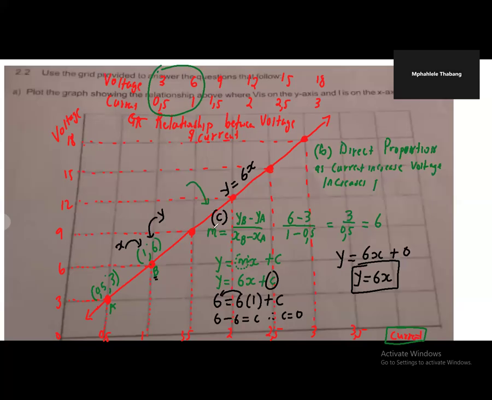Now we are going to D. Write V in terms of I by using the equation above. Okay? Here you just say V is equal to 6I. Remember, on the y-axis it is V. So we substitute y with V, we substitute x with I, because current is on the x-axis and voltage is on the y-axis. So V equals 6I.